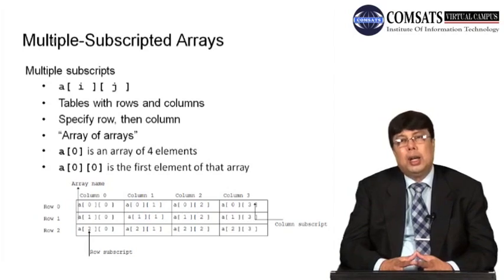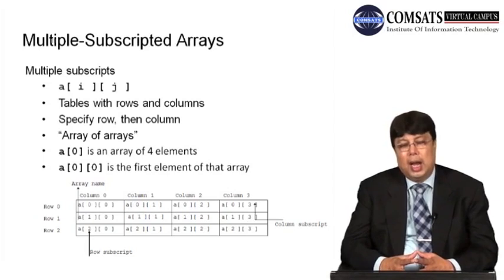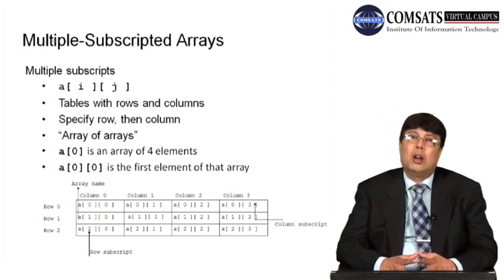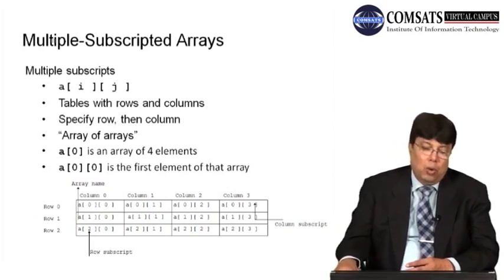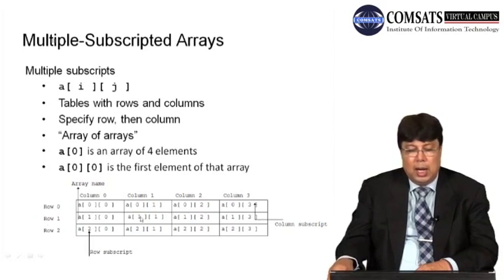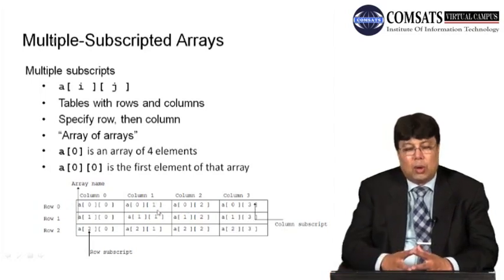A 2-dimension array is one where we use 2 subscripts, and a 2-dimension array is also called a table. In a table there is a concept of rows and columns. So we have rows; this is row number 0, this is row number 1 and row number 2. And then we can have multiple columns. So we can have column 0, column 1, column 2, and column 3.